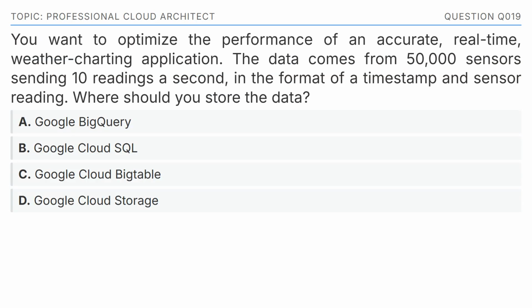You want to optimize the performance of an accurate, real-time, weather charting application. The data comes from 50,000 sensors sending 10 readings a second, in the format of a timestamp and sensor reading. Where should you store the data? The options are: Option A, Google BigQuery. Option B, Google Cloud SQL. Option C, Google Cloud Bigtable. Option D, Google Cloud Storage.